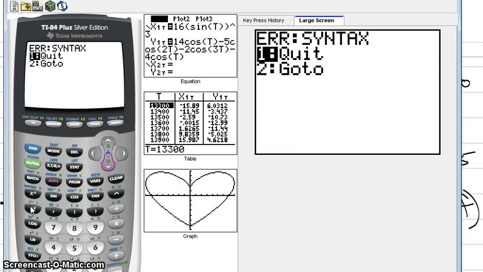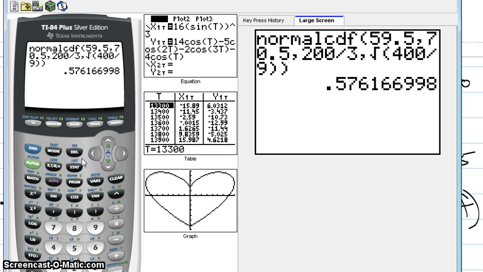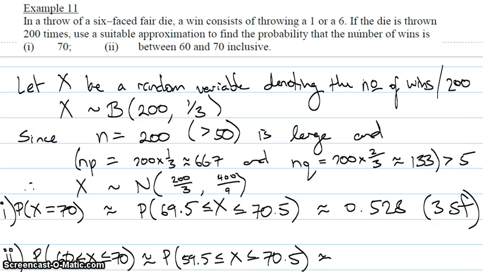What did I do wrong? How on earth did I get that square root there? There we go. And that's 0.57623, 5 decimal places, 0.576 to 3 significant figures. So that deals with the first part.